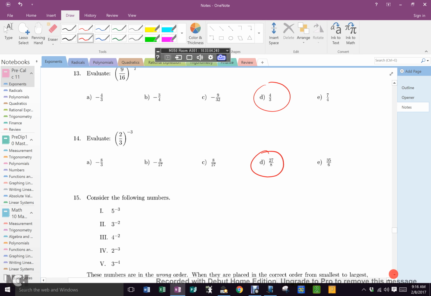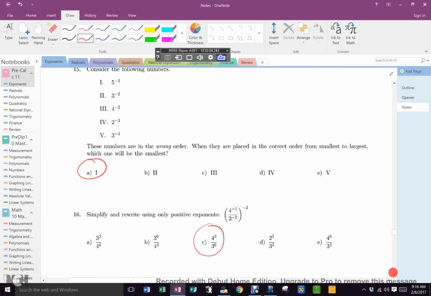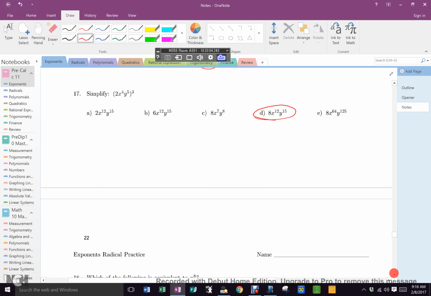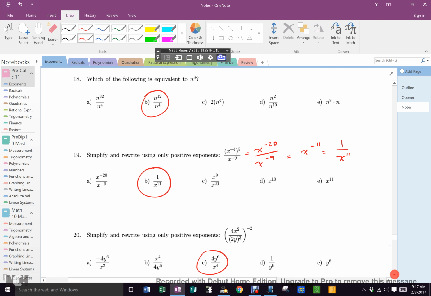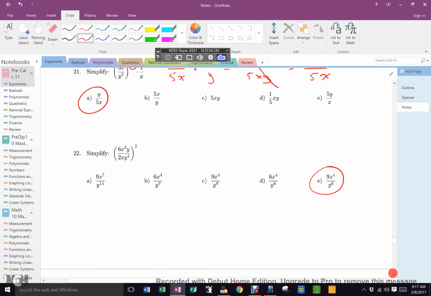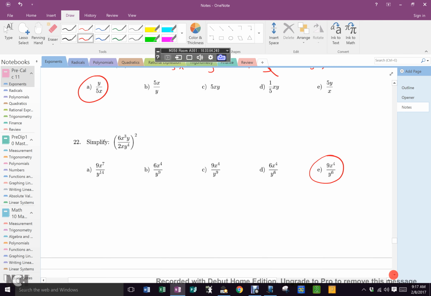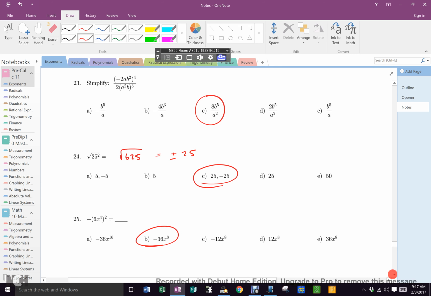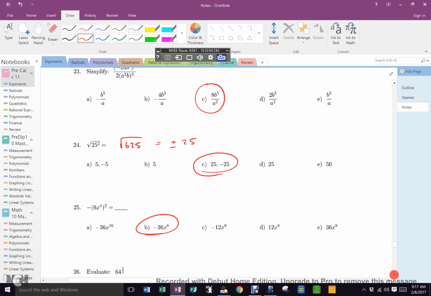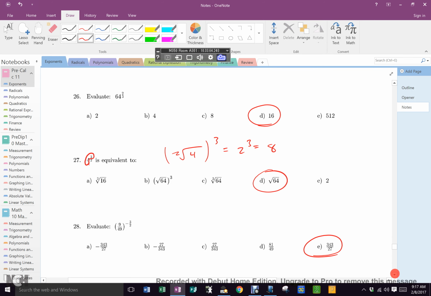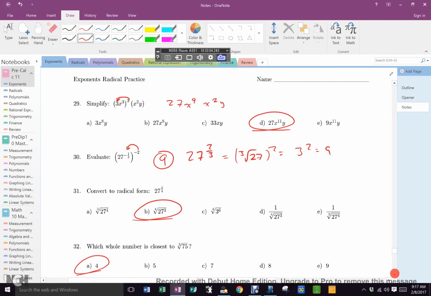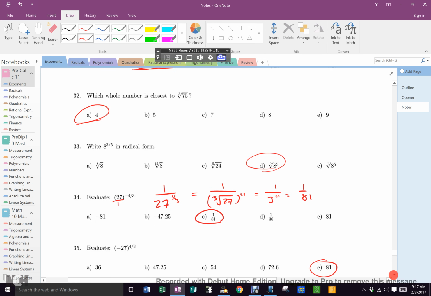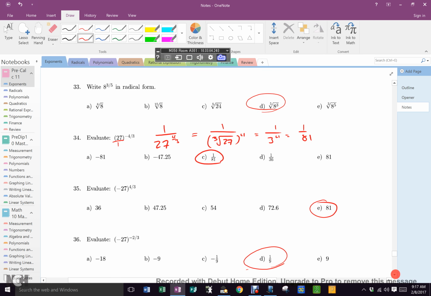13, 14. 15, 16. 17. 18, 19, 20. 21, 22. 23, 24, 25. 26, 27, 28. 29, 30, 31, 32. 33, 34, 35, 36. There you go.